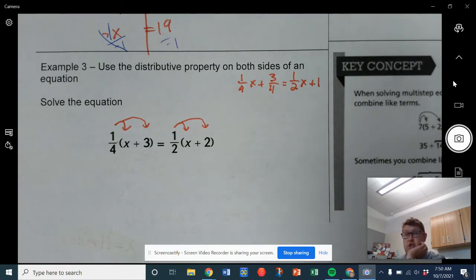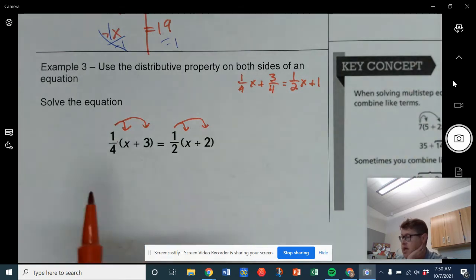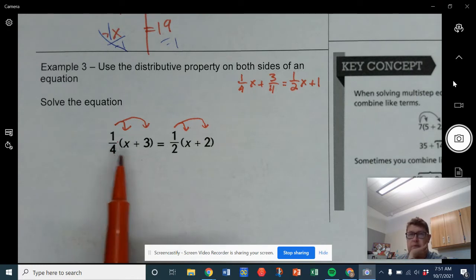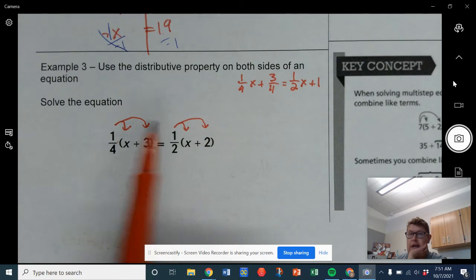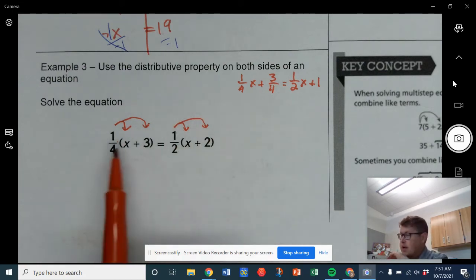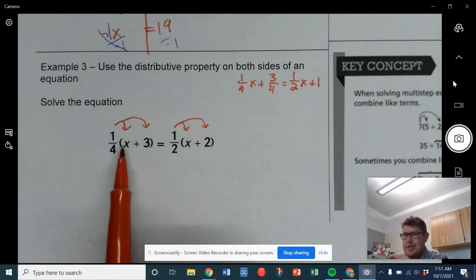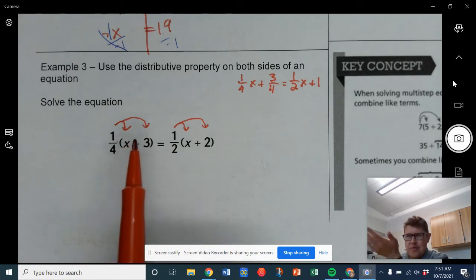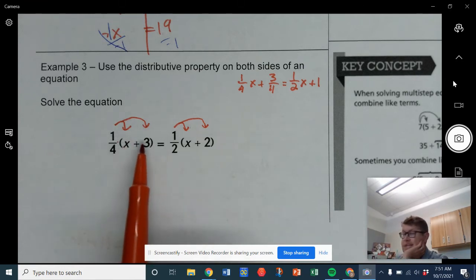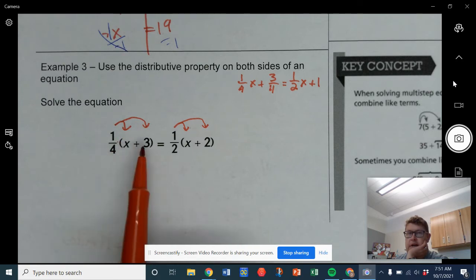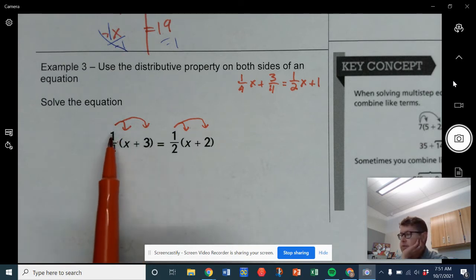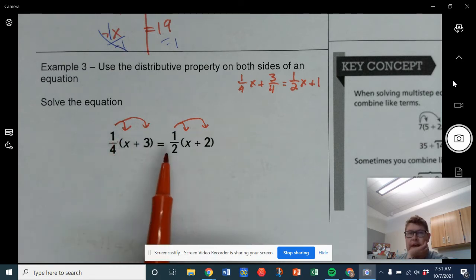So what I prefer to do instead is to fraction bust this. We will take a number determined by the denominator and multiply it by both terms right here, and it'll get rid of our fractions. Now, one thing that's different about fraction busting when you have these parentheses is these parentheses basically act as like a shield or a force field. They protect what's inside the parentheses, so you don't need to multiply the number you're fraction busting by that x and by that 3. You only need to multiply it by the 1/4 and the half, right?